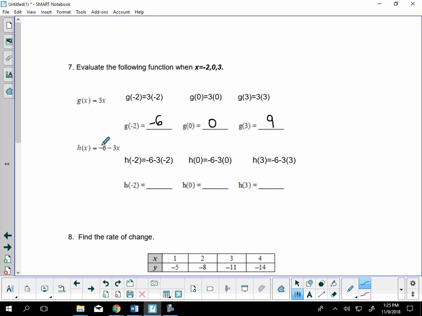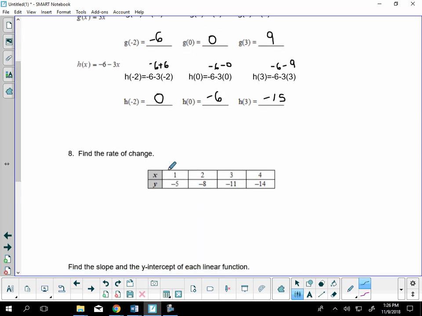H of -2 is going to be -6 minus 3 times -2, which in this case would be -6 plus 6. Remember, a negative times a negative is a positive. That's going to give me 0. H of 0 is -6 minus 3 times 0, which would be -6 minus 0, which is -6. And on our last one, you're going to get -6 minus 9, which is going to give you -15.